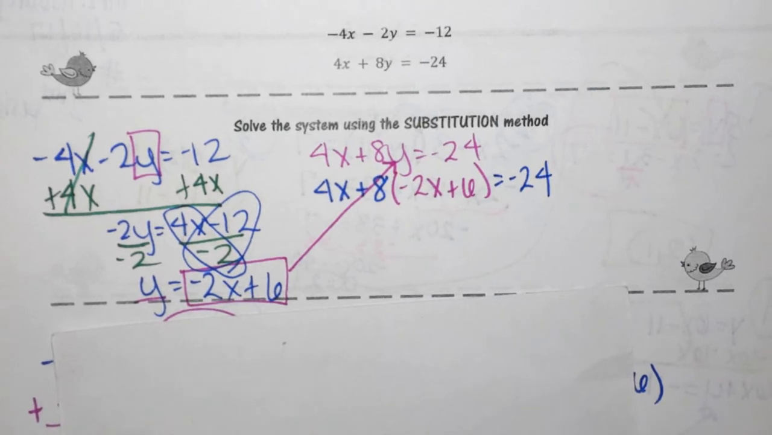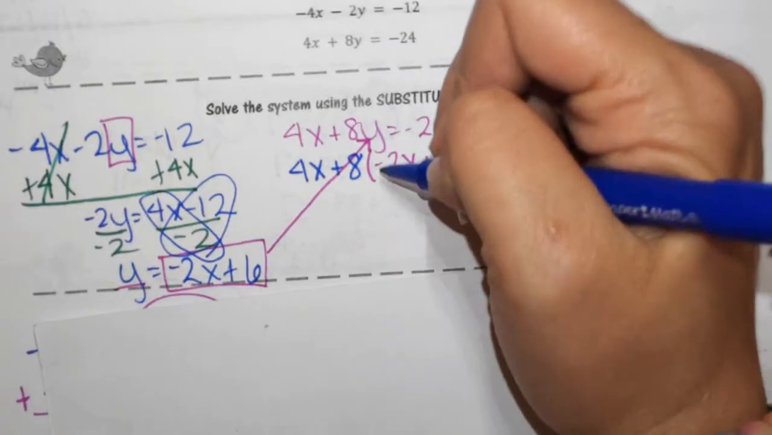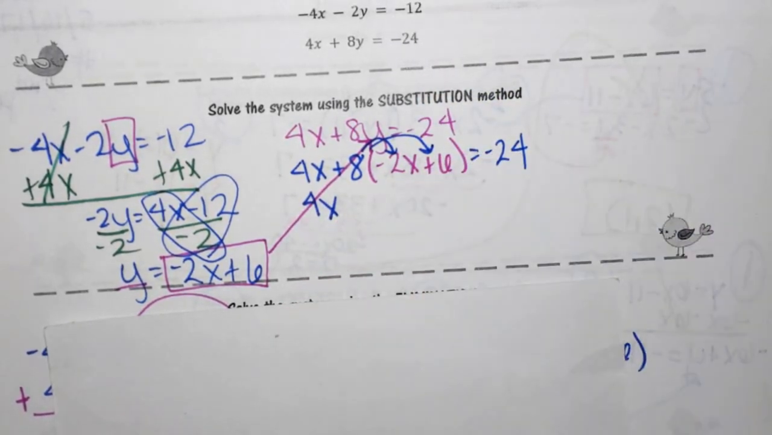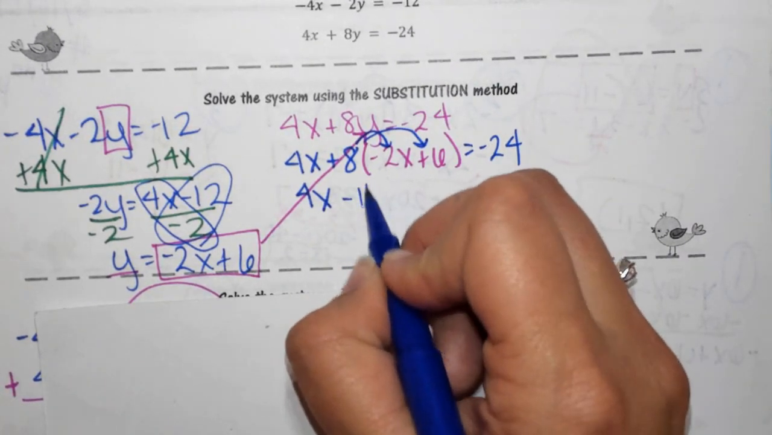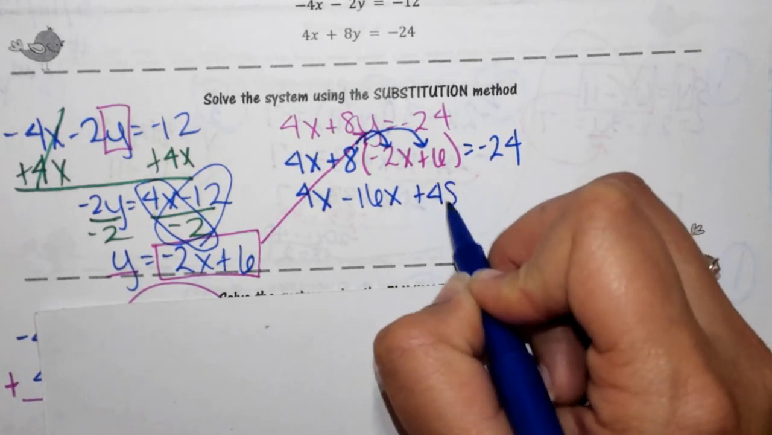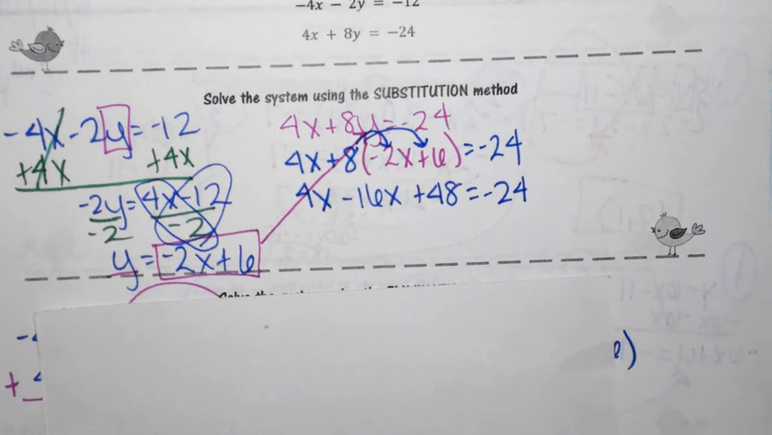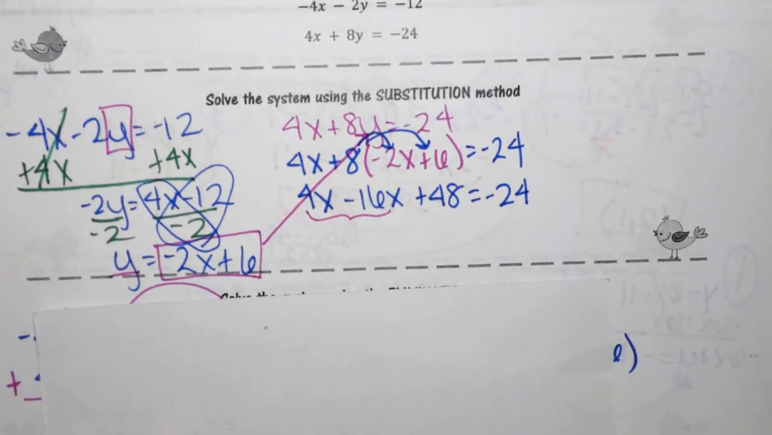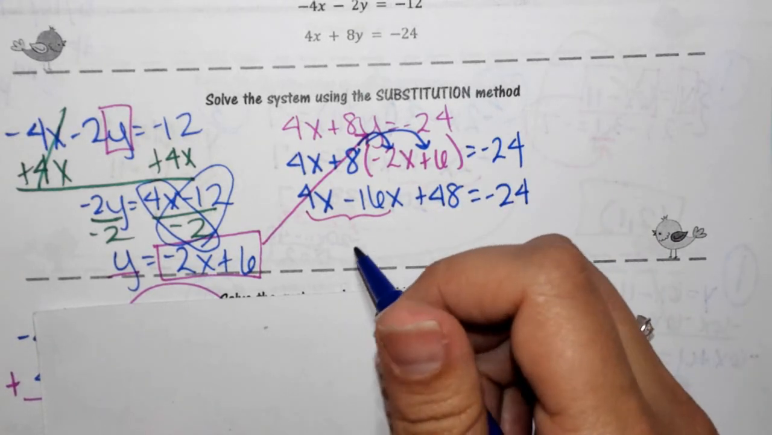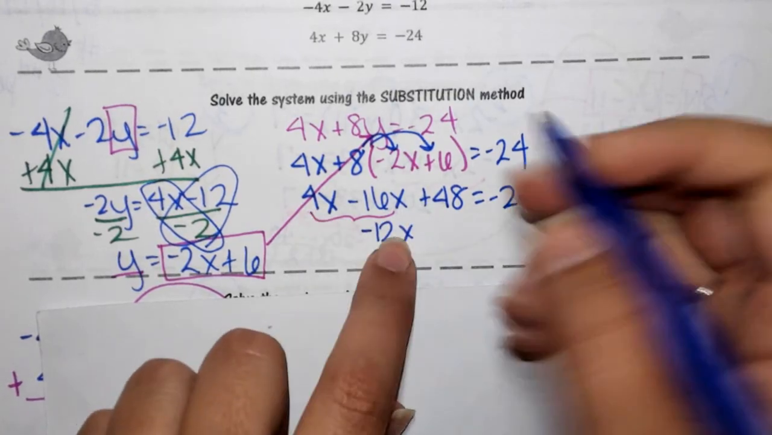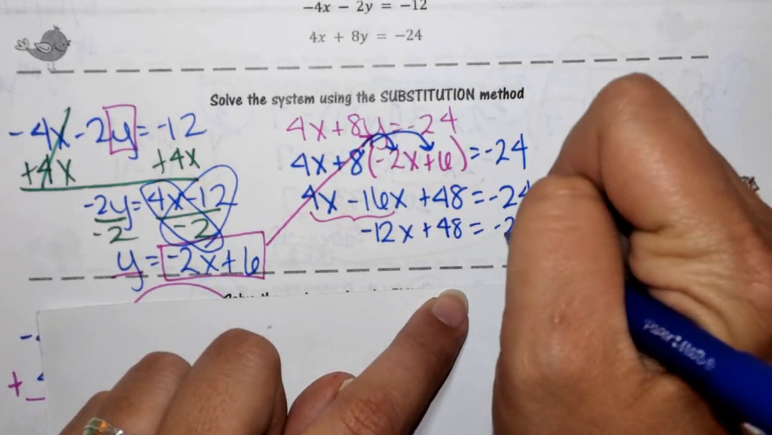Alright, now what would we do? We would distribute 4x, so minus 16x plus 48 equals negative 24. Do we agree or disagree? I'll agree. Okay, what would we do from here? You're going to combine. Yeah, okay. 4 minus 16. Negativo 12x plus 48 equals negative 24.